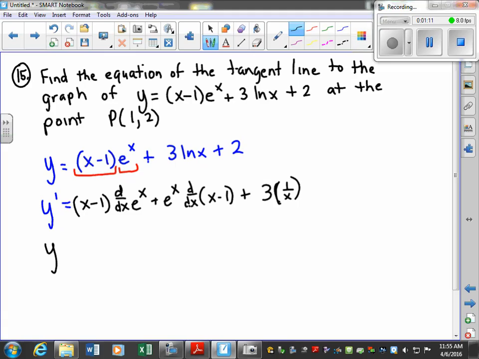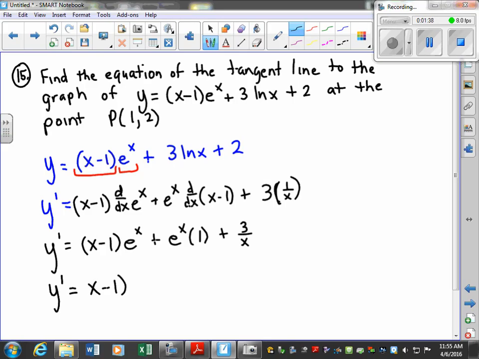All right, let's work on simplifying this. So we just have x minus 1. What is the derivative of e to the x? Just e to the x. Good. Plus, let's carry down e to the x. And what is the derivative of this term? Just 1. Simplify this through. This is going to be x minus 1 times e to the x plus e to the x plus 3 over x. Okay, that looks like as simplified as I can get my first derivative.